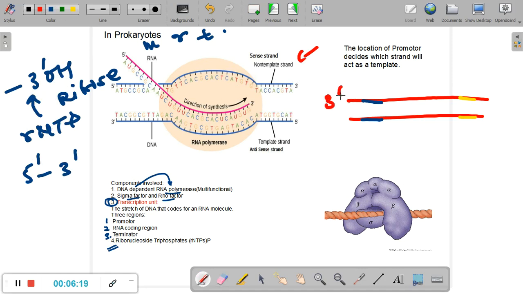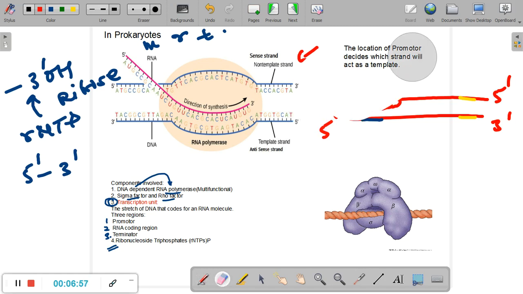So let's say this is the 3', and this is the 5', and this is the 5', and this is the 3'. And here, if we have the promoter on this side, and if we have the terminator on the other side, in this case, the upper strand, because the promoter is here, this particular strand will act as a template, right? Basically the promoter decides which particular strand acts as a template. If the promoter is here, the upper strand becomes the template for the generation of RNA, or basically gets transcribed.